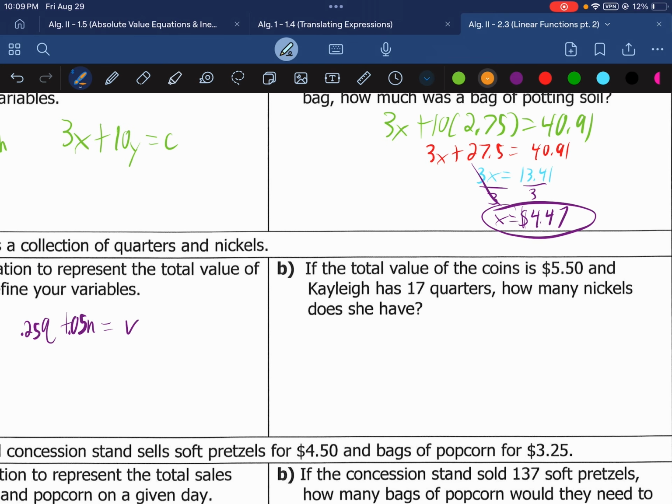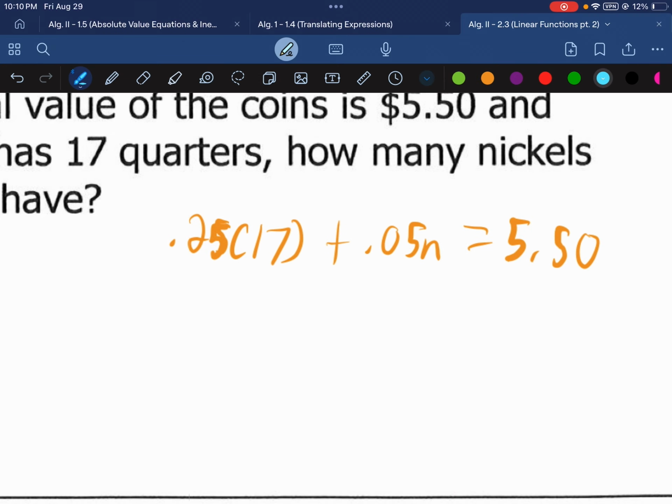So we'd have 0.25 for the value of each quarter times 17 quarters, plus 0.05 times some unknown number of nickels equals $5.50 that Kaylee has. So we multiply 0.25 times 17, and we find out that Kaylee has $4.25 worth of quarters.